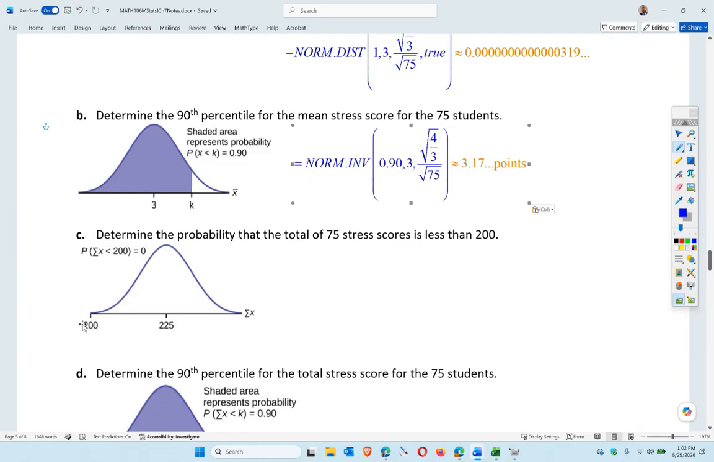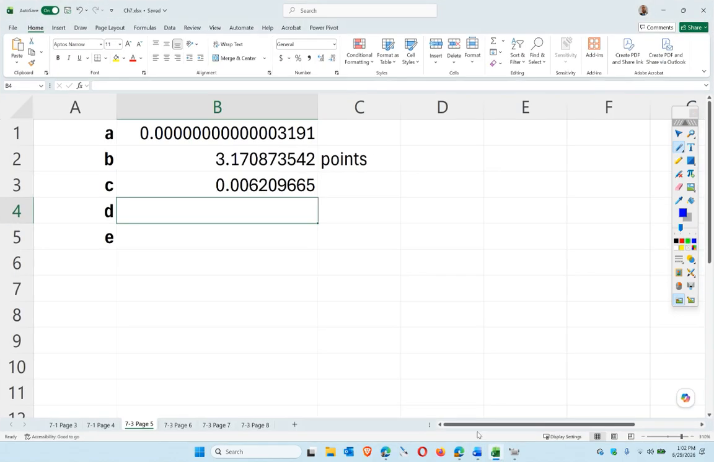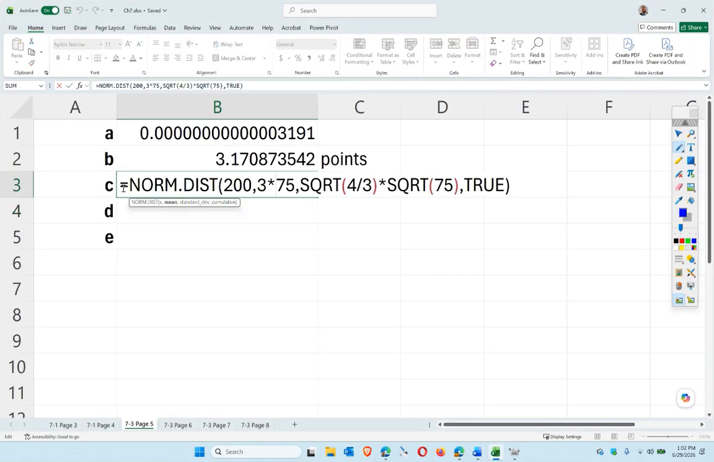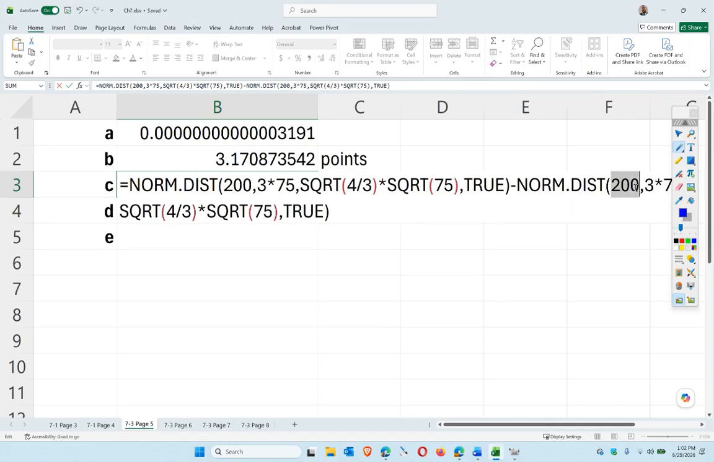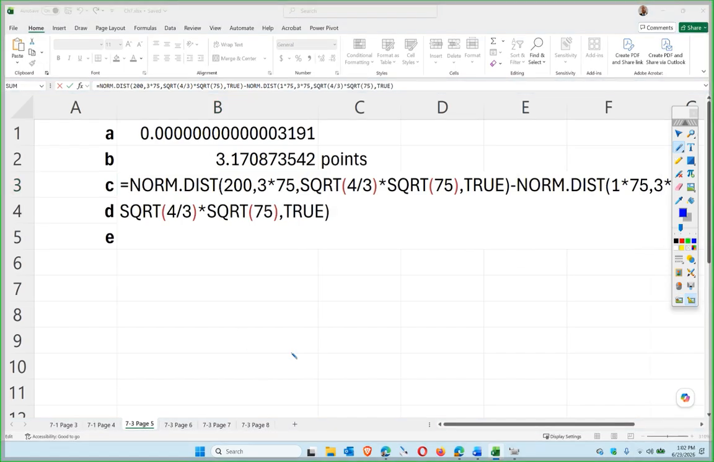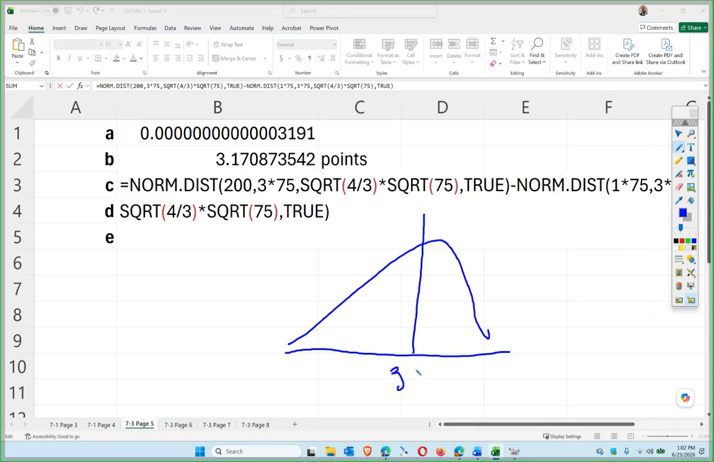But you're like, wait a minute. The lowest I can get is 200, right? No, the lowest I can get is 75. So I'm going to copy this and minus this, and I'm going to do 1 times 75. Right? And you're like, why did I do that? Well, if we look at this, the question is, the average is 300, right? No, 225. I'm sorry, 225.